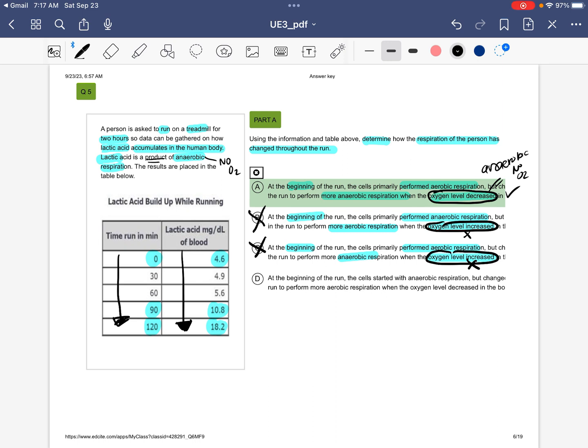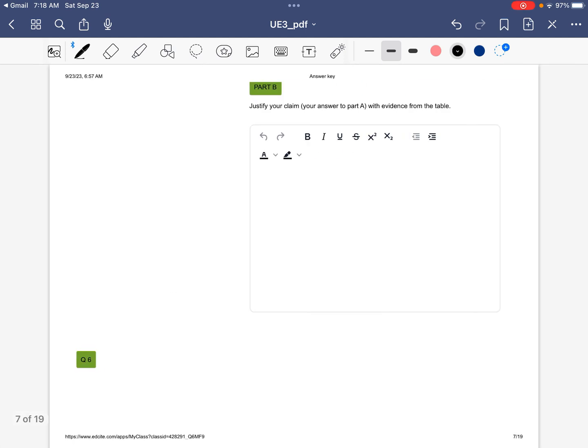So B and C would have been the first two you cross out in that process that we use for STAR, right? At the beginning of the run, cells started with anaerobic respiration and changed to aerobic. We know that did not happen. We know that we started from aerobic because we did have oxygen in our body, and then we moved over to anaerobic, which was no oxygen. So again, your best answer was A. Part B was just to claim your evidence.